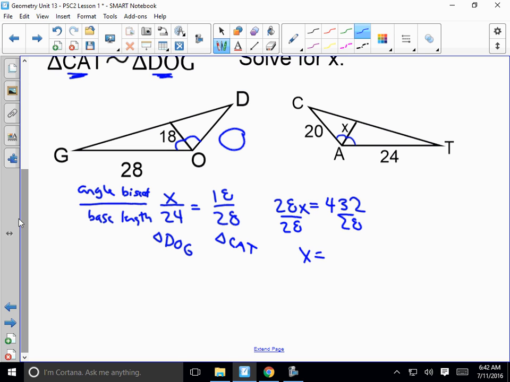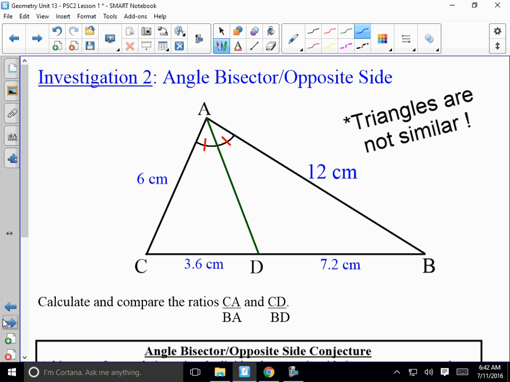Okay, and some of these answers aren't going to work out perfect. This one doesn't. So make sure you use your rounding rule, 1 decimal place, 2 decimal places. I'm going to round to 2 decimal places here, and I end up with 15.43. Always check and make sure that your answer makes sense. If we look at this situation, 28 and 18 need to be bigger lengths than 24 and x. So the fact that the x is 15 makes sense in this situation.